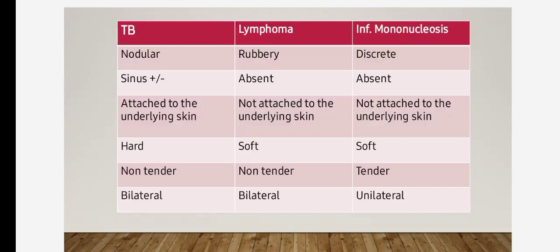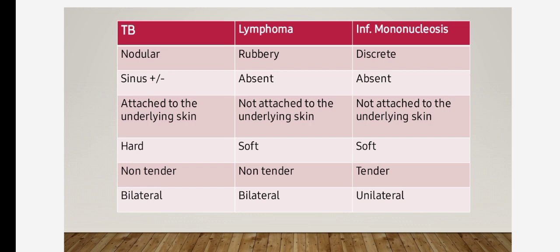On the basis of lymph nodes, how can we differentiate all three differential diagnoses? Like in tuberculosis, lymph nodes can be matted, adherent to overlying or underlying skin. Sinus can be present or not. Lymph nodes are mostly hard, can be tender if any active sign of inflammation is going on.